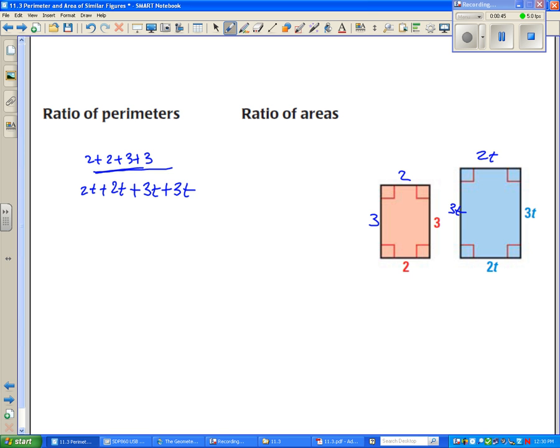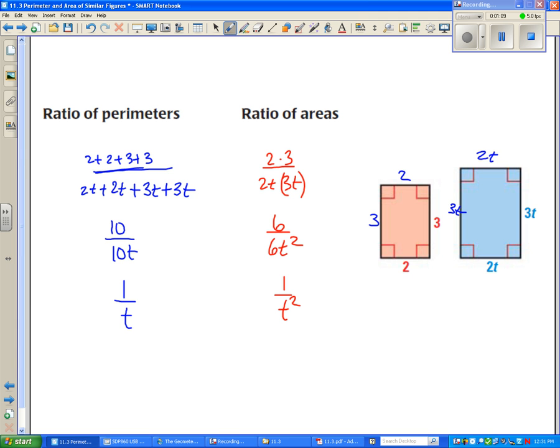Notice this is 4 plus 6, which is 10, and that's over 10t. Well, when I reduce this, this becomes 1 over t. Interesting. Let's go ahead and do the ratio of the areas. Now the area is just 2 times 3 divided by 2t times 3t. This reduces to 6 over 6t squared, which reduces to 1 over t squared.